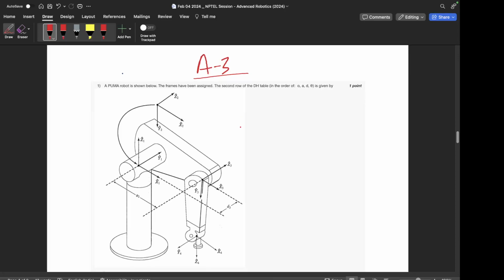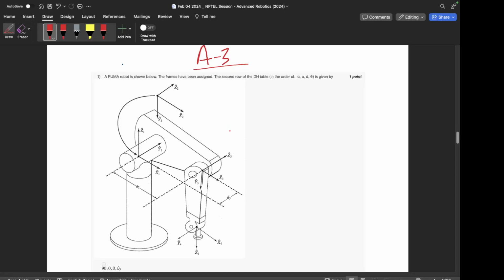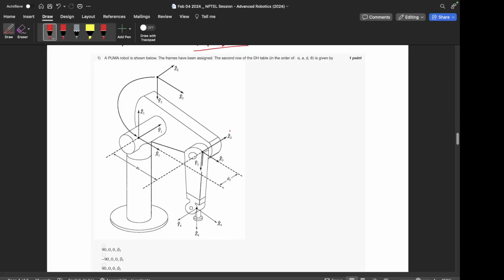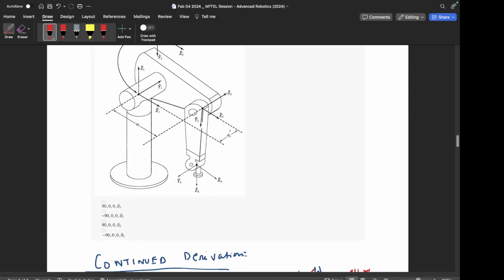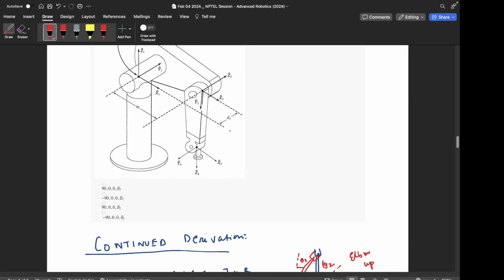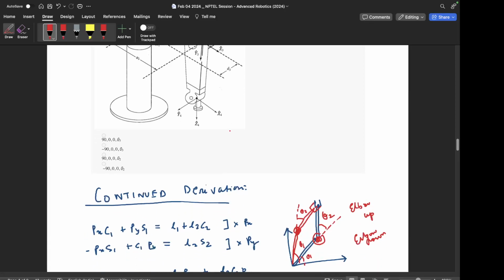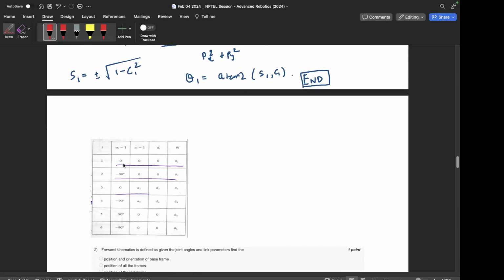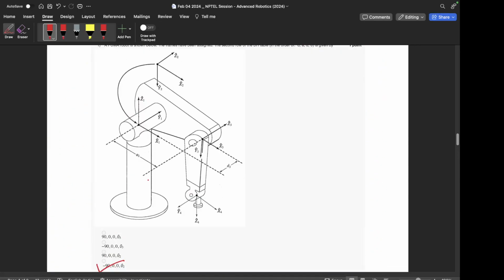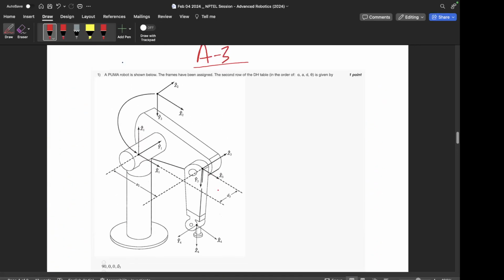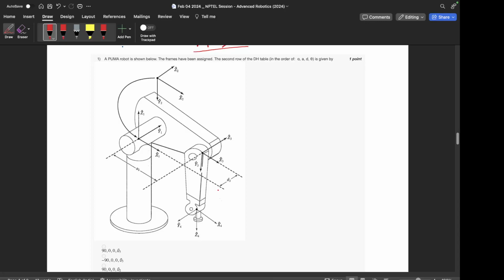So the first question is, a Puma robot is shown below. The frames have been assigned, the second row of the DH table, right? So the DH table for this robot has been derived in class in full detail, and I refer you again to those lecture slides, and you can easily see there that the second row of the table is this. So not much inside here, just straightforward. Once you assign the frames correctly, then it's a straightforward task.